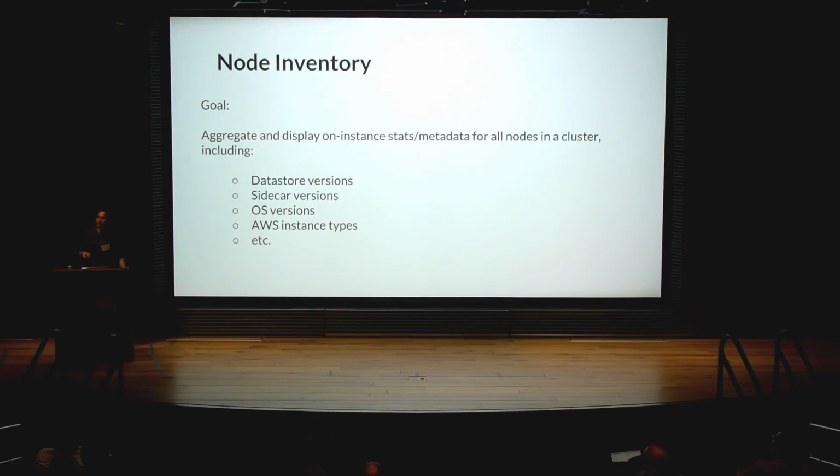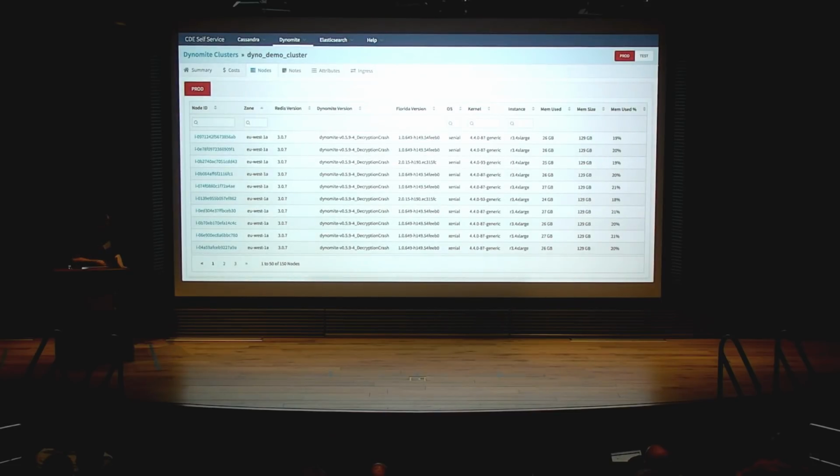And then there's node inventory. This is things like metadata collected at a node level. Most of these clusters have a large number of nodes, and finding out what's running on a specific node by having to SSH into each one of those would be tedious. So we're aggregating all of the on-instance metadata and displaying it all in one place. So you can see things like the version of the data store that's running on each node, what sidecar versions are running, what the OS version is, AWS instance types, and a bunch of other metadata that we collect from the instance itself. And here's an example of what that looks like in the case of a Dynomite cluster.